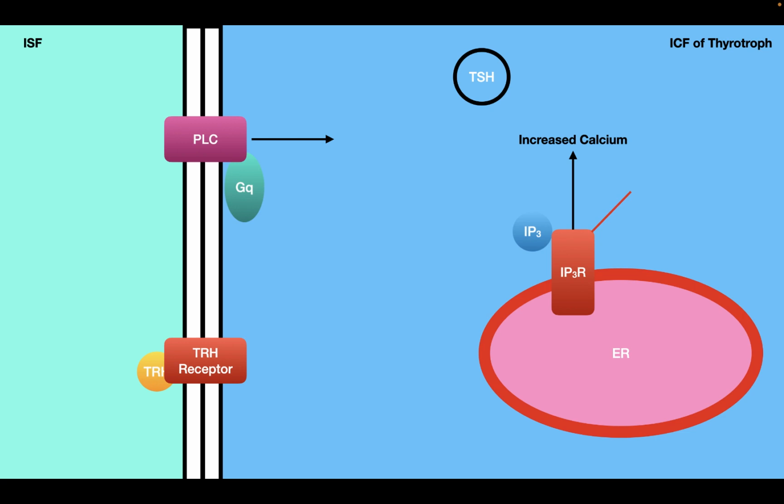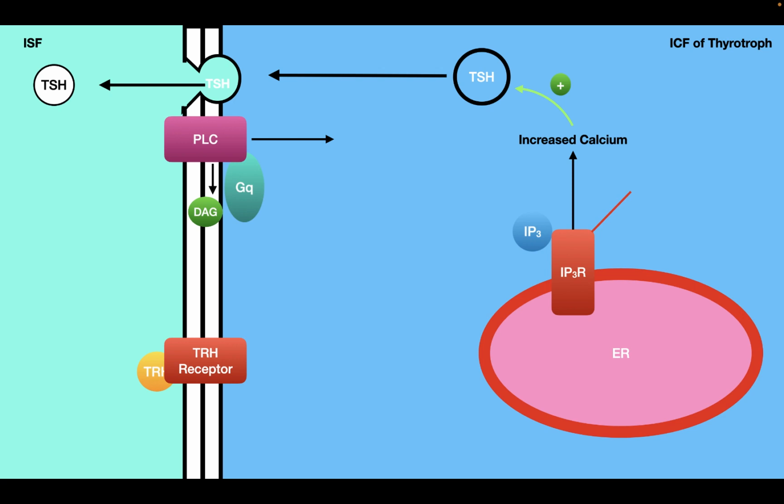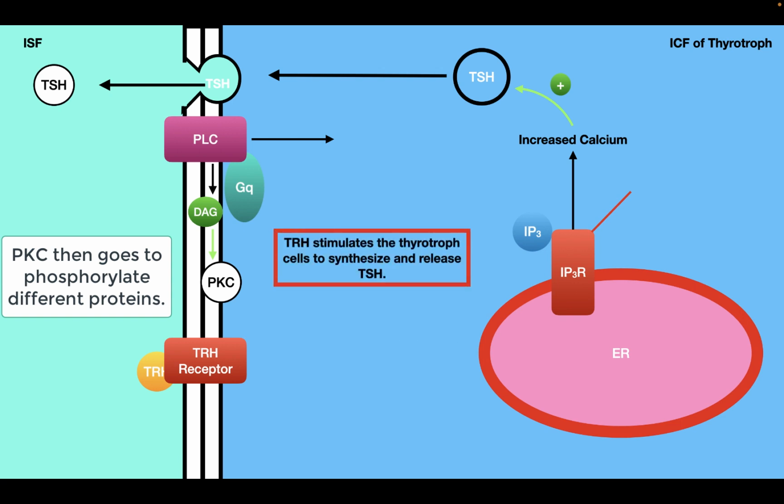The increased calcium levels then stimulate the fusion of vesicles containing TSH, and when these vesicles fuse with the plasma membrane, TSH is released into the interstitial fluid, and then it moves into the blood vessels where it will go throughout the body. In addition, remember that phospholipase C converts PIP2 into IP3 and DAG. So in addition to IP3, phospholipase C also produces diacylglycerol. And remember that diacylglycerol will also activate protein kinase C. So in summary, TRH stimulates the thyrotroph cells to synthesize and release TSH.